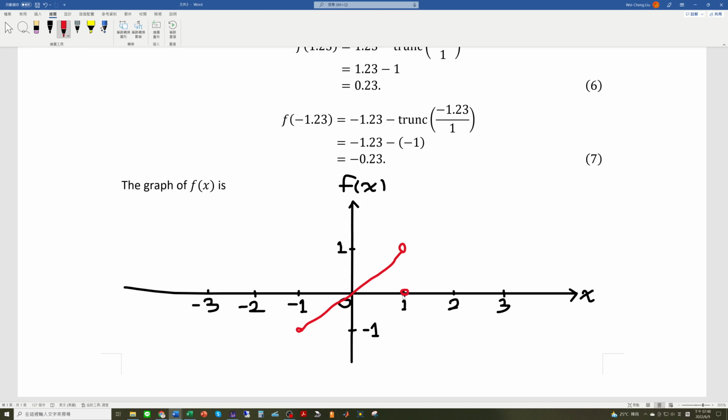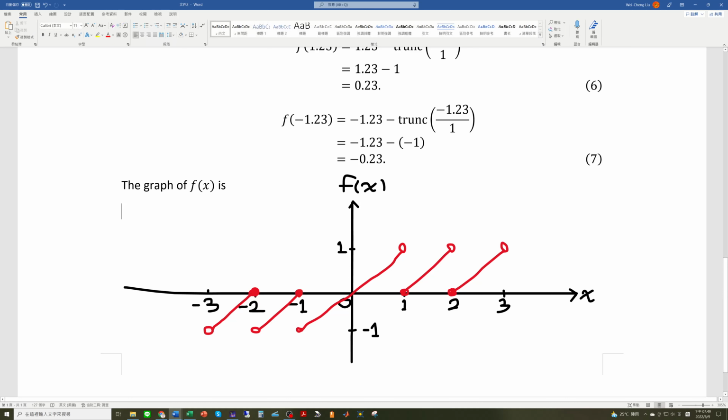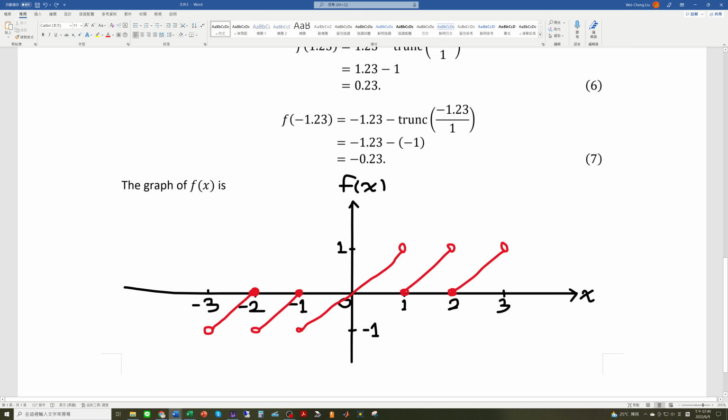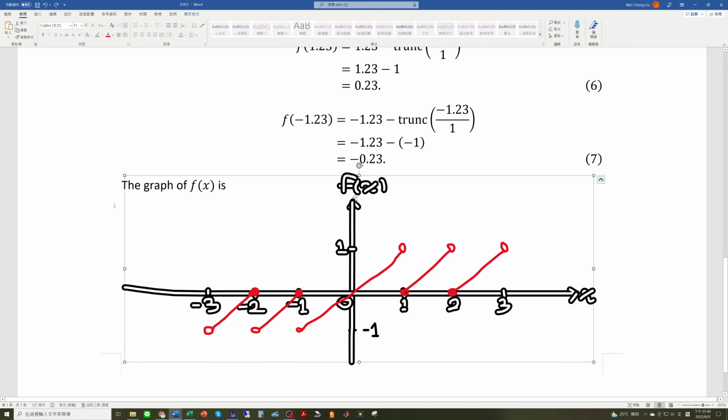And this. And this. And on the point negative 1, it should be like this. And this. Good.